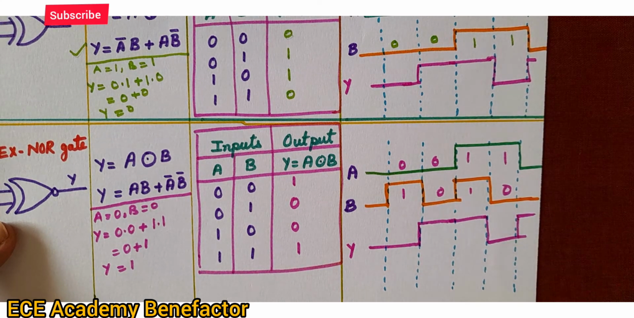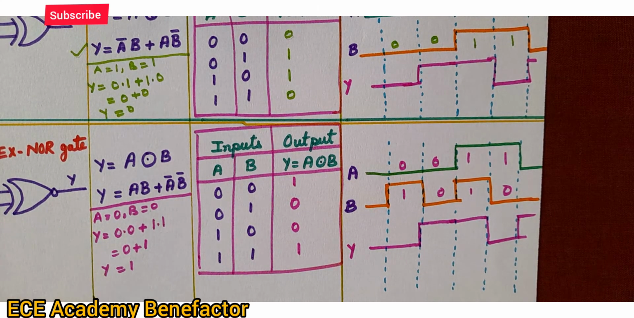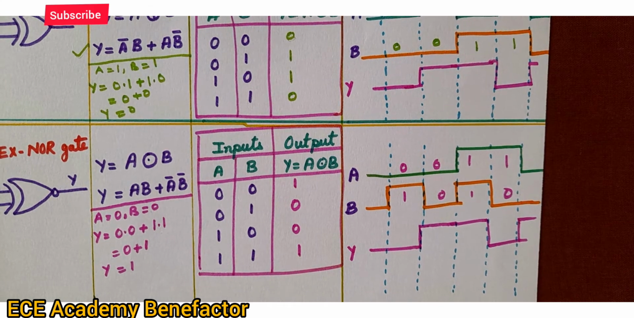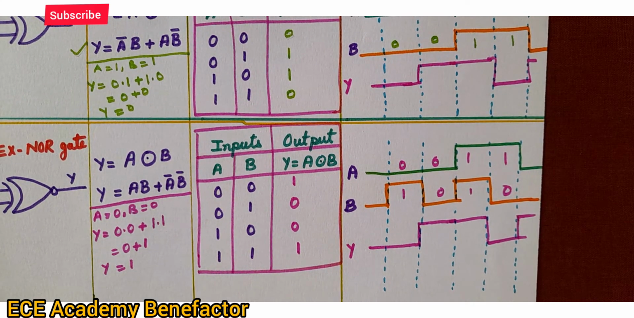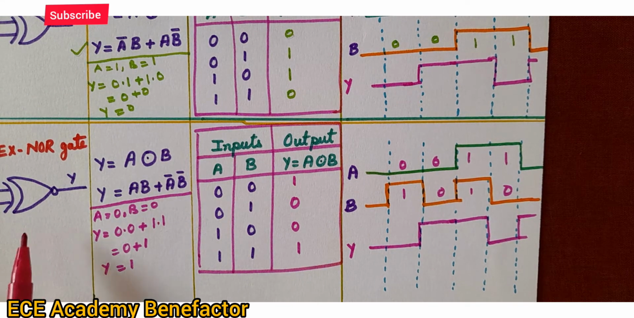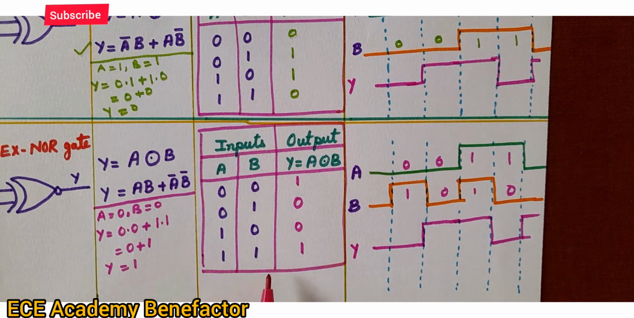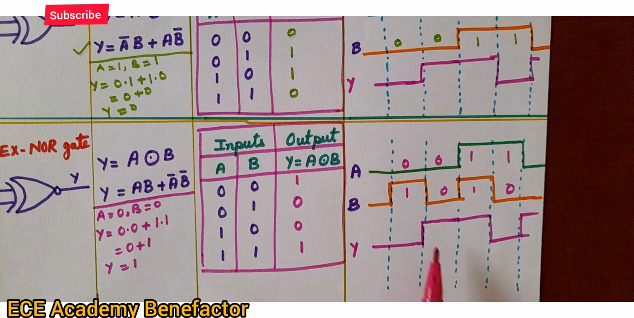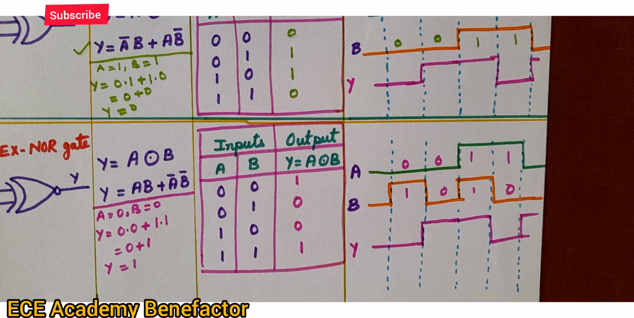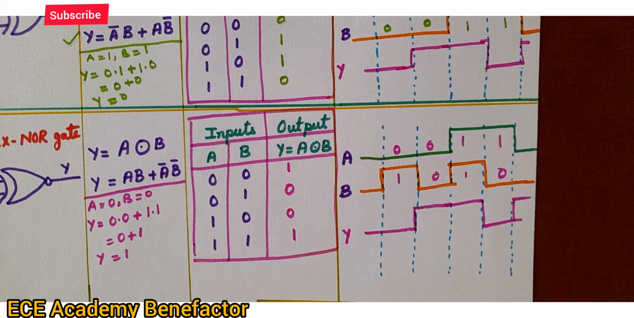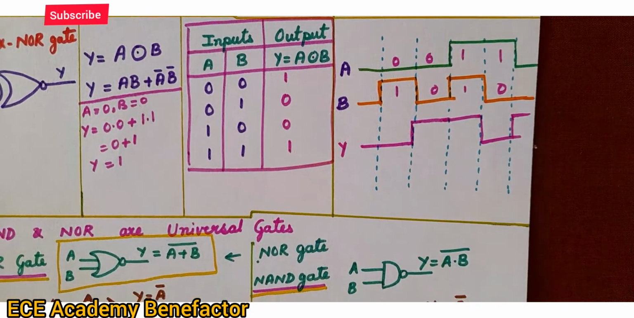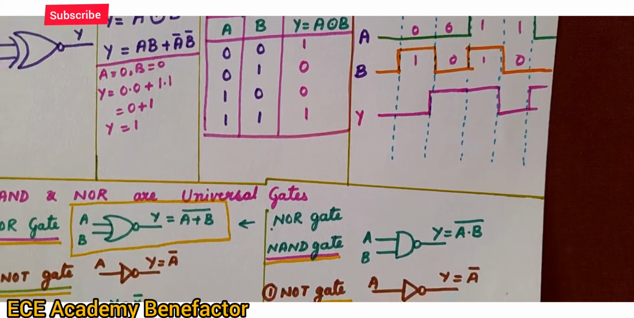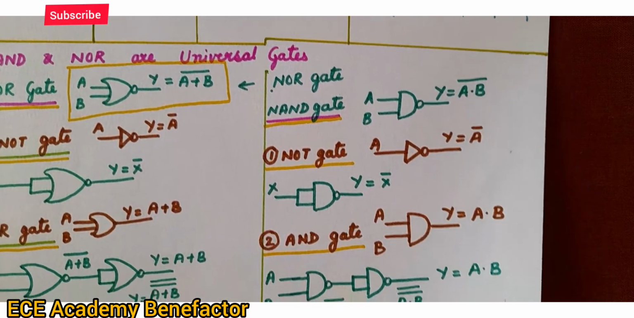Like this. So in this way, for each logic gate, you have to remember the logical symbol, expression, truth table and timing diagram. I hope you have understood up to here. So the next one, what we said is that NAND and NOR are universal gates, which I have explained here.